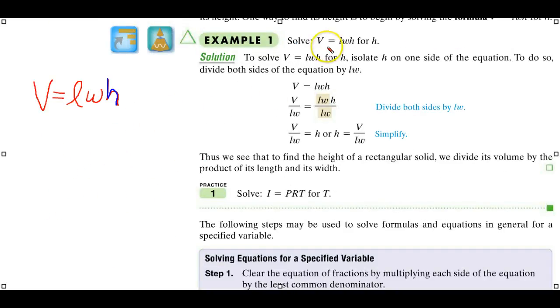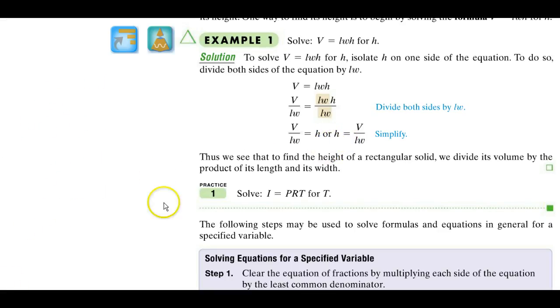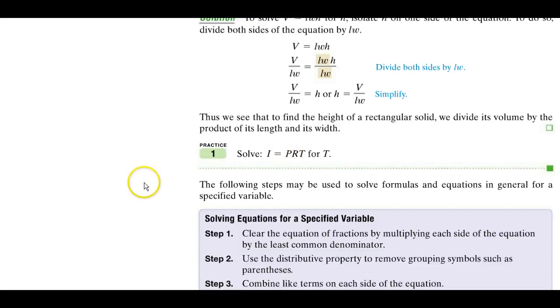Now in example 1, they want us to solve the volume formula for the letter H. So again, this is an equation. Here we have L times W times H. If we want to get rid of these two letters, since they're all factors, we just divide them out. But what we do to one side, we must do to the other side. So these cancel out here. And then we're left with H equals V over L W. And that's what they have. Now, the practice one is very similar. We would just divide by capital R, capital P on both sides.